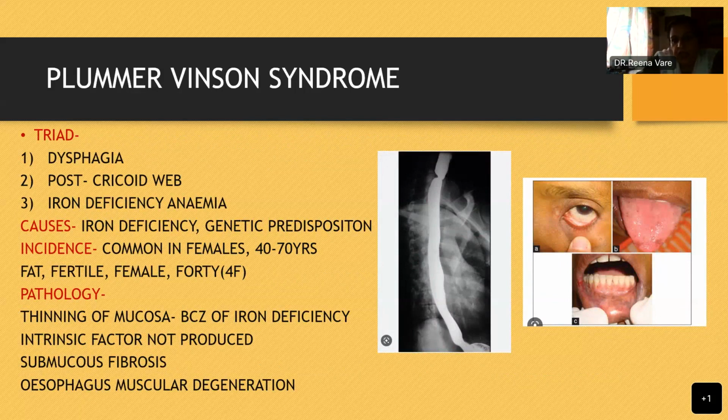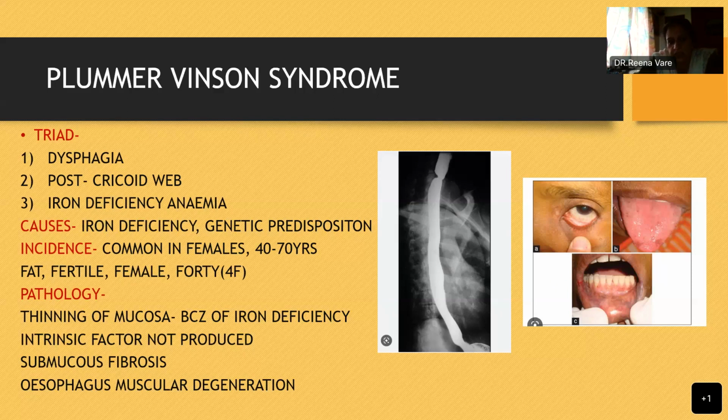Okay, so the triad is dysphagia, post-cricoid web, and iron deficiency anemia. Usually after 40, whenever there are hormonal changes, if the hemoglobin starts decreasing, these ladies will come to me. So the basic causes are iron deficiency, which is the most common, and genetic predisposition. Incidence is common in females aged 40 to 70 years. 4F again: fat, fertile female above 40.